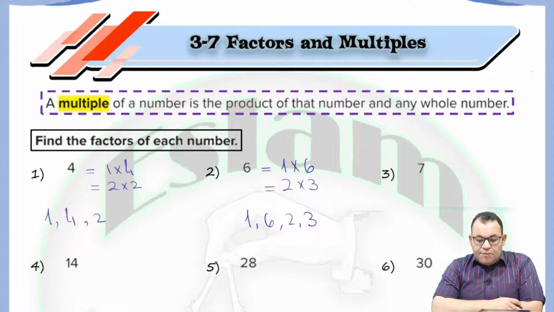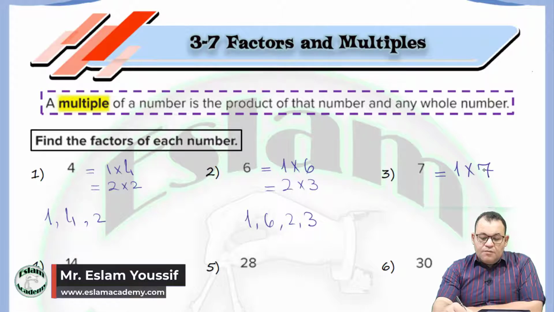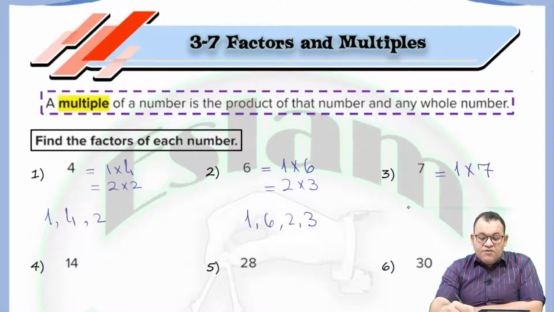Now question number 3. You will find that we need the factors of 7. As we said before, it will be 1 multiplied by 7. If you try to find any other two numbers that multiply to 7, you will not find any. So the factors of 7 are 1 and 7 only.